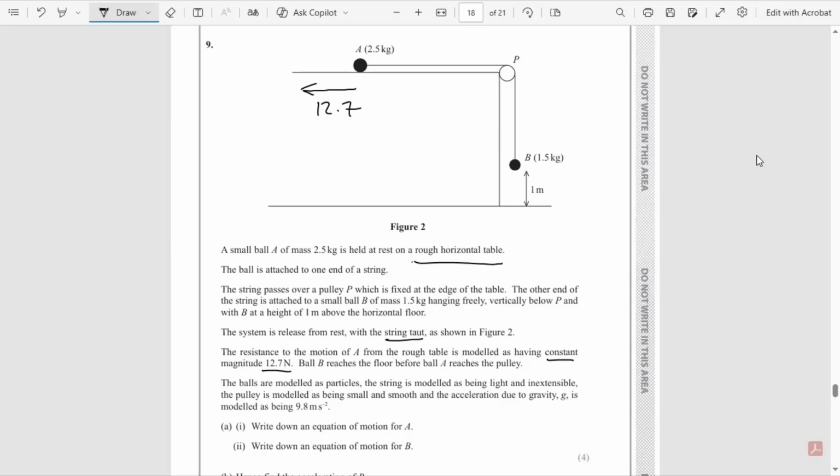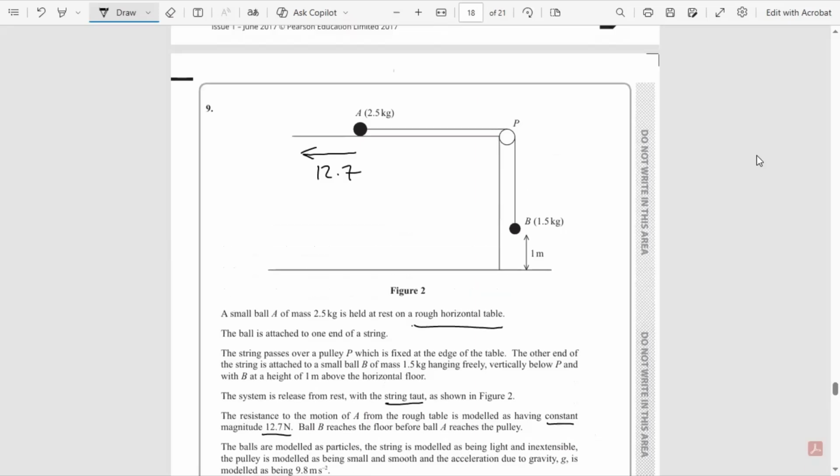Now, with any kind of question about equations of motion, this basically means write down F equals ma for both particles. So we're basically finding the F equals ma equations for both particles when we find, quote unquote, equations of motion. Okay, so what we'll do with this question, as with most questions, we'll label the forces on the diagram. So we've got the 12.7 newtons acting on A from the table.